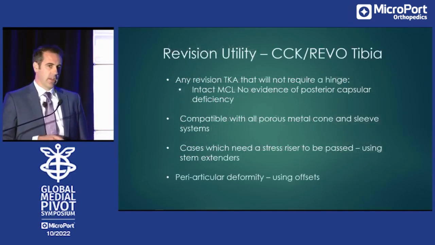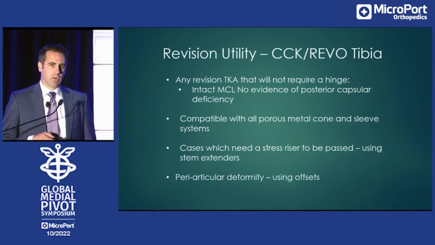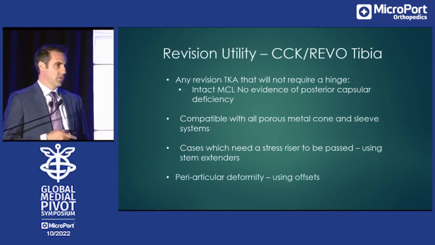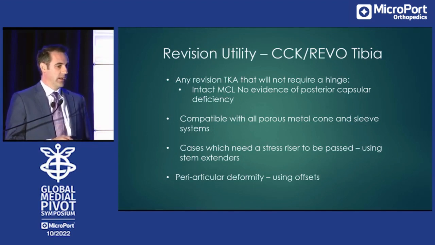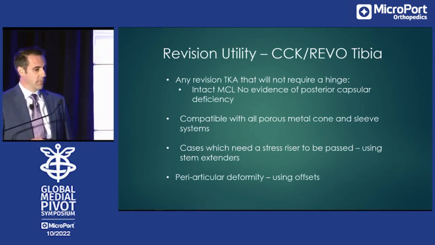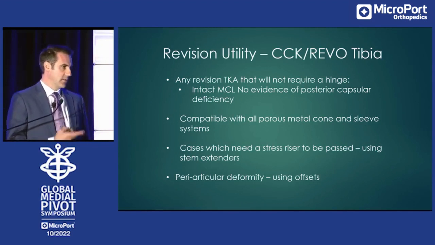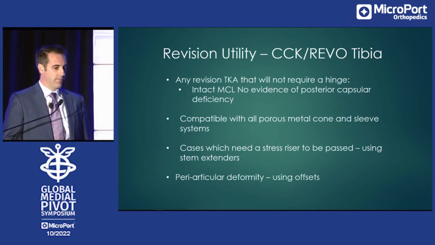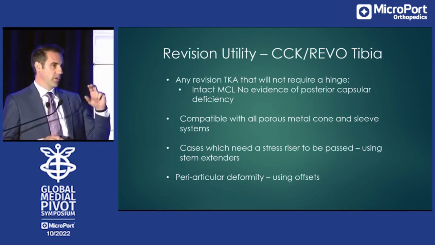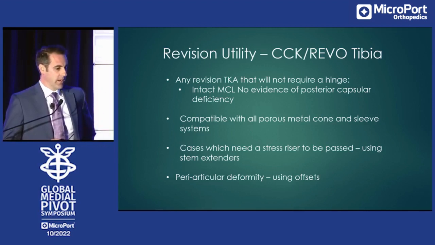So really, I think any revision that would require anything short of a hinge probably can be done with some sort of medial pivot implant. It seems to be compatible with all porous metal cone and sleeve systems that I can think of. I've tried three different companies, and they all seem to work well with it. If you have a stress riser or something like that, don't forget about the stem extenders. They can really give you more variability for how long the stem options can be.